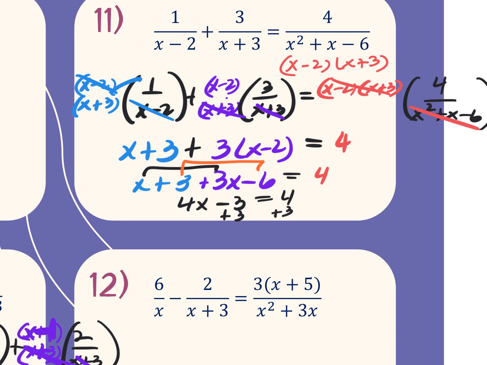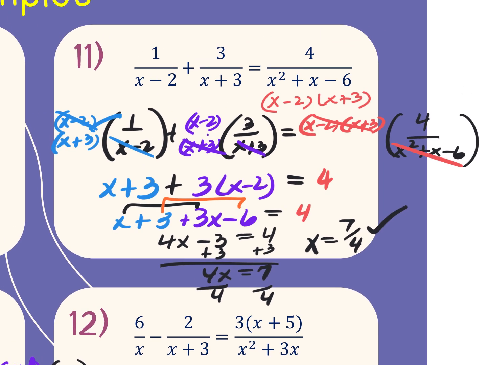Add the 3. 4x equals 7. Divide by 4. And x equals 7 over 4. Now, when I plug it in, it does not make any of my denominators a 0, so it checks. Because the first fraction, in order to make this one a 0, that would have had to have been a 2. To make this one a 0, it would have had to have been a negative 3. So 7 over 4 does not make anything undefined.